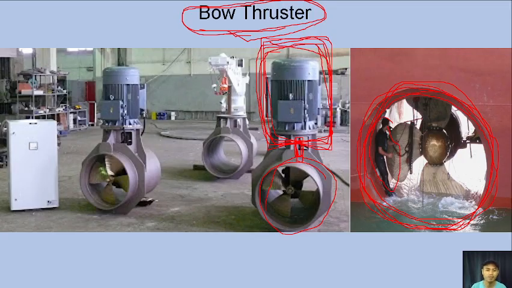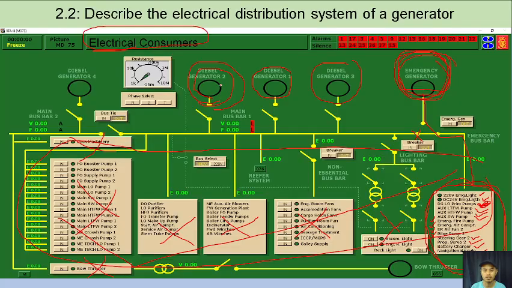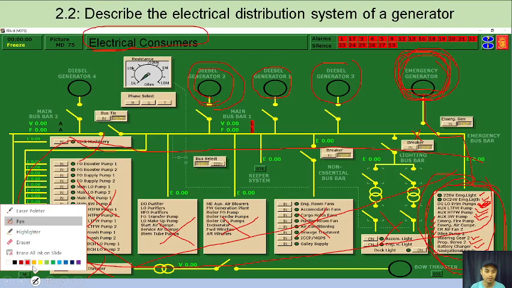So those are some of the deck machineries that use the power of our generators. But mind you, if there is a blackout and only the emergency generator is running, of course those deck machineries cannot be used because they are not powered by the emergency generator. Even so, let's see first.